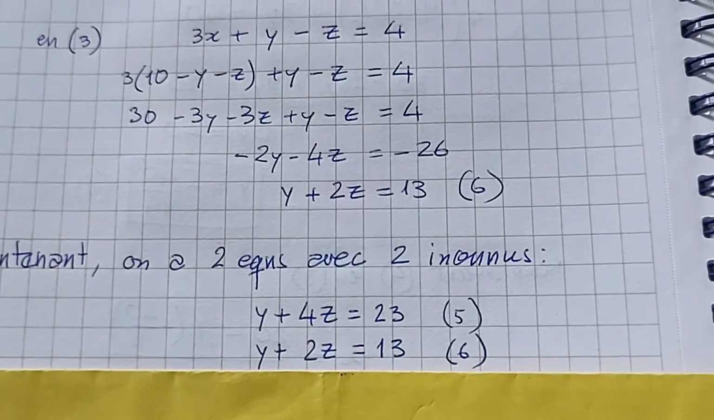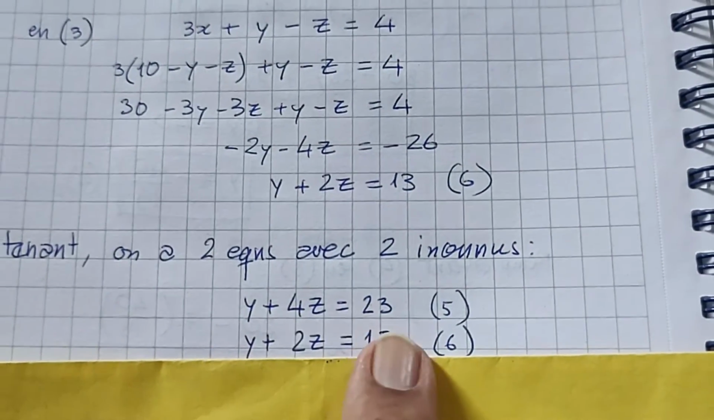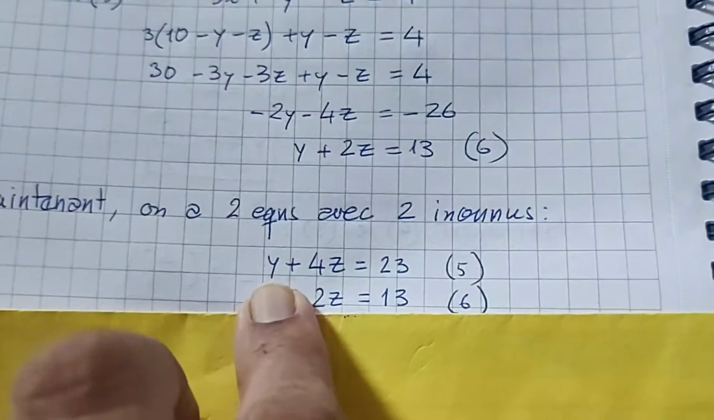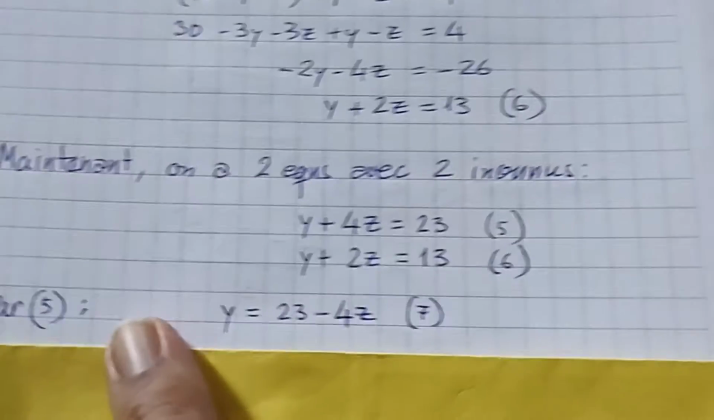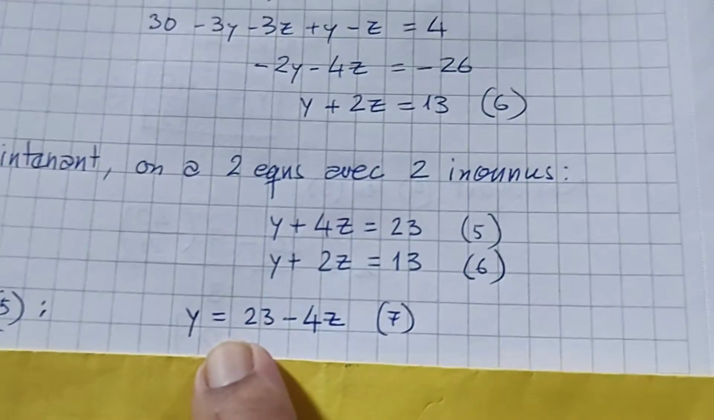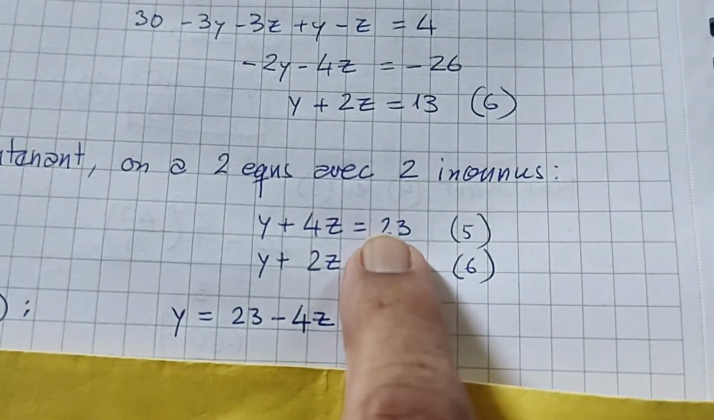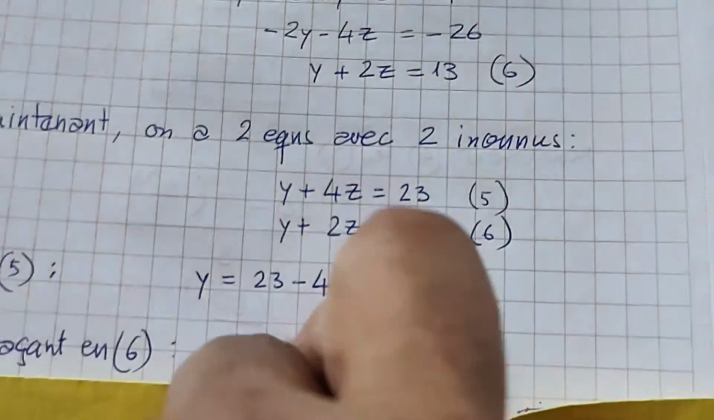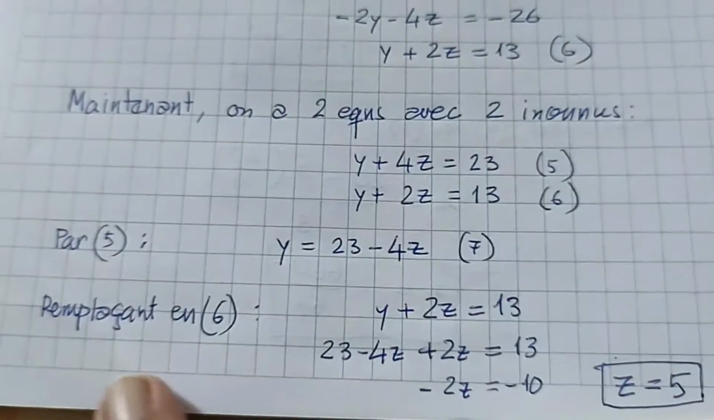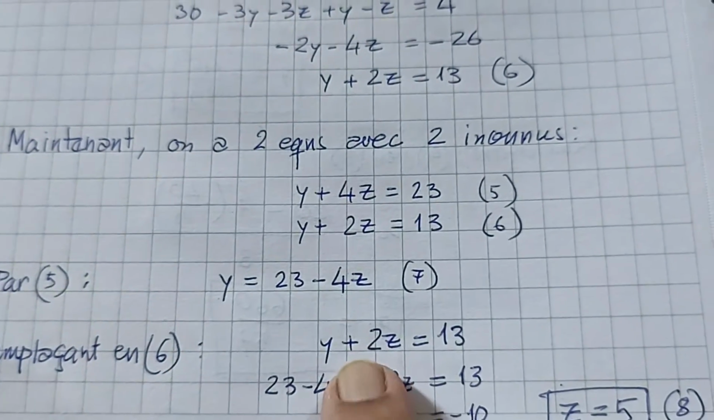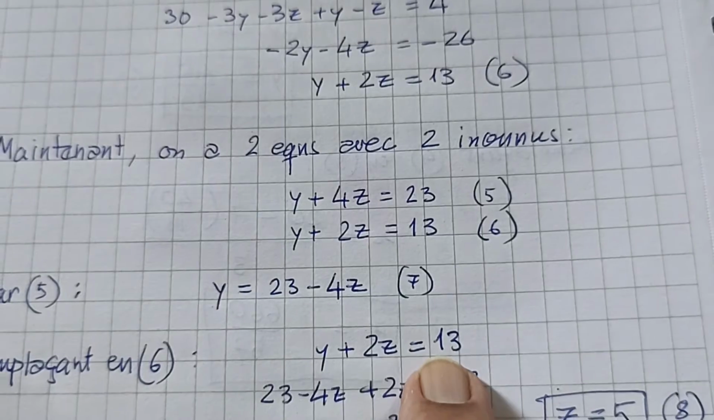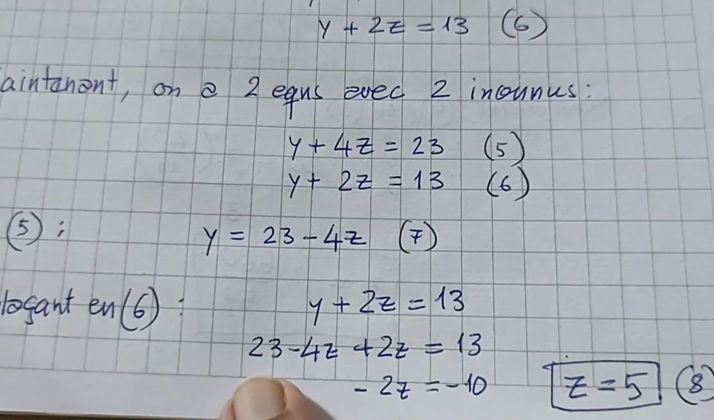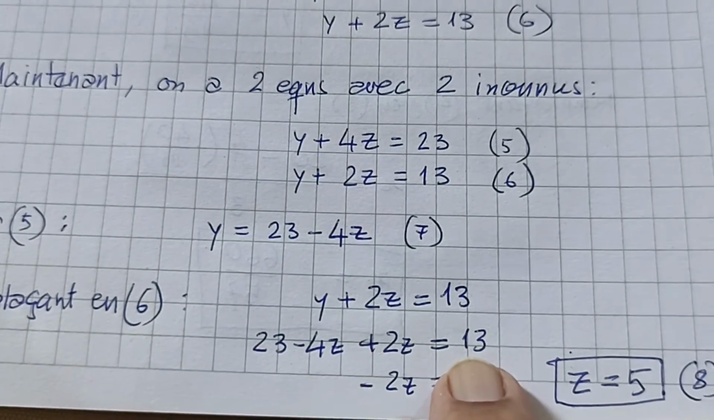So again we take the value of one of the unknowns from one of these equations. We'll take y because it's simple here. So I can write from 5, y est égal à 23 moins 4z. Now we insert it into equation 6, remplaçant en 6, y plus 2z est égal à 13. Now we know y est égal à this, so instead of y, we put 23 moins 4z plus 2z est égal à 13.